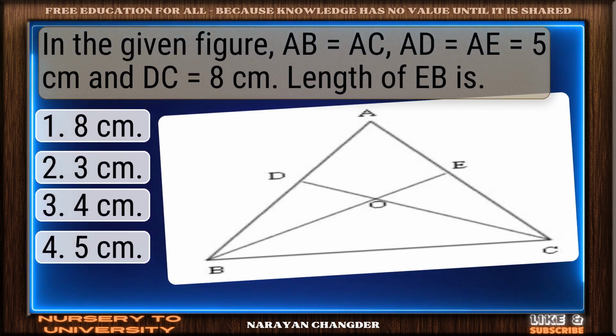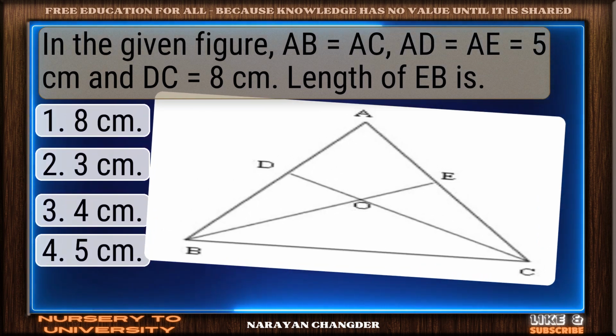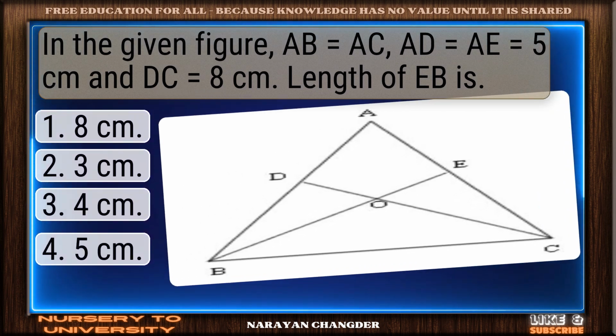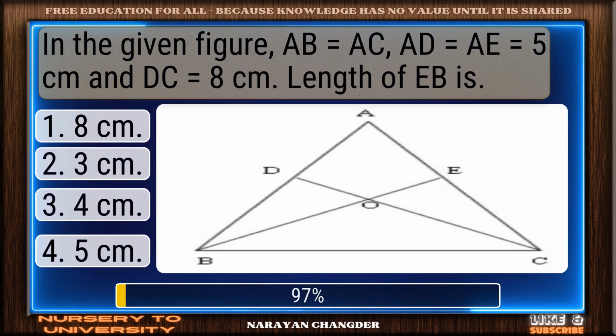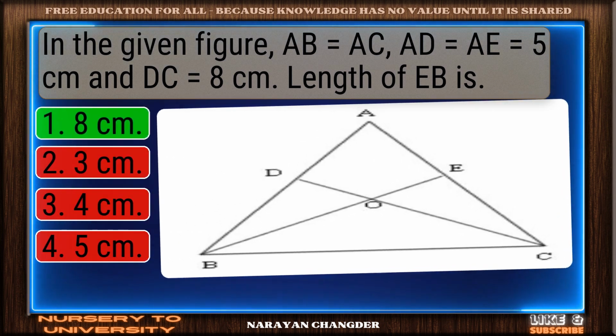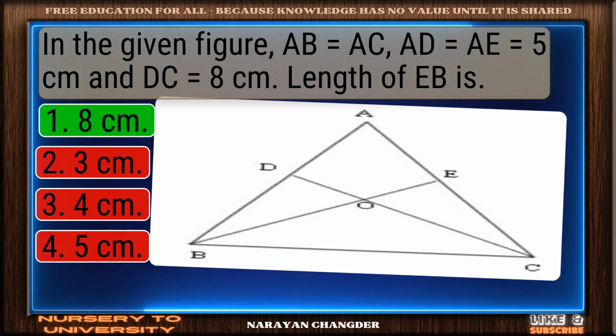Question number 4. In the given figure, AB equal to AC, AD equal to 5 cm and DC equal to 8 cm. Length of EB is? Excellent choice. 8 cm is the right answer.